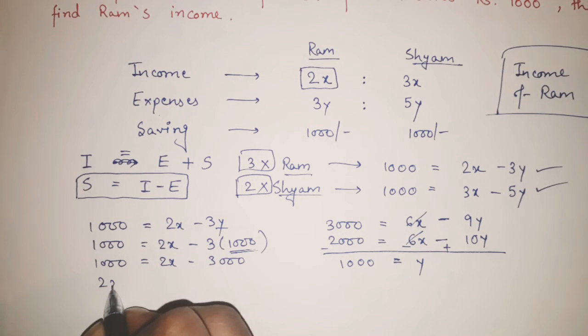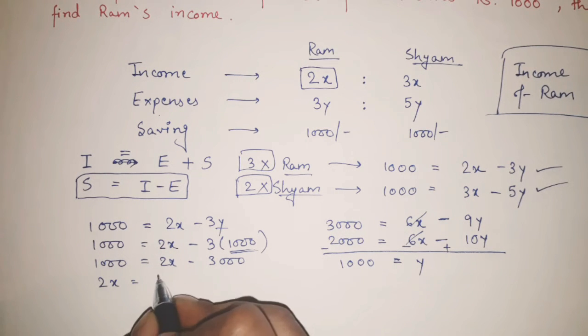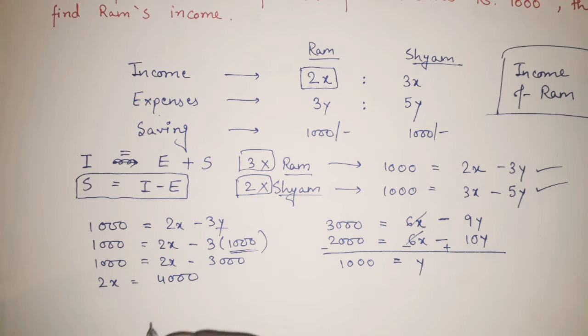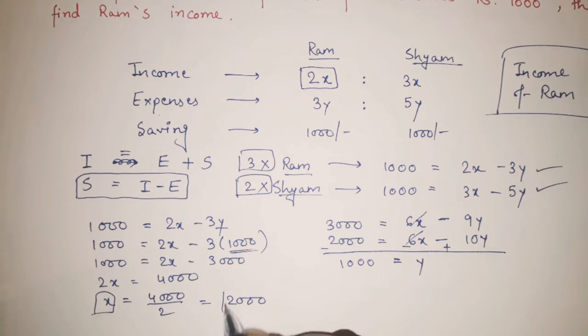So 2x is equal to 3000 will go there, so 4000. So x equal to 4000 divided by 2, that is equal to 2000. So I got that the value of x is equal to 2000.